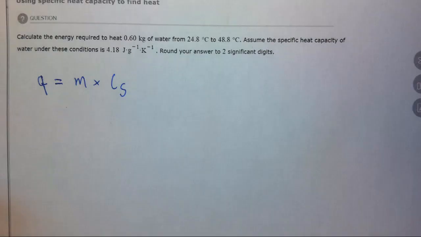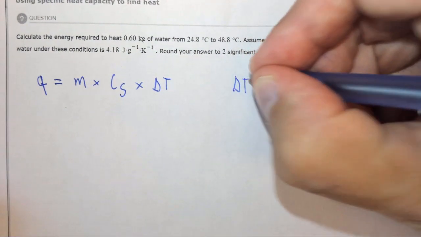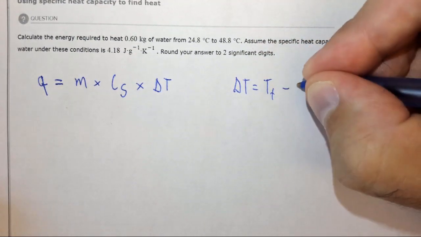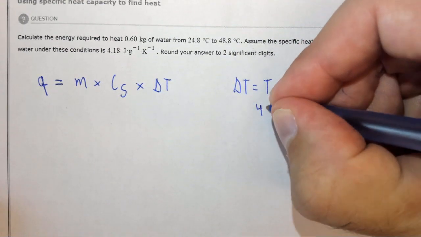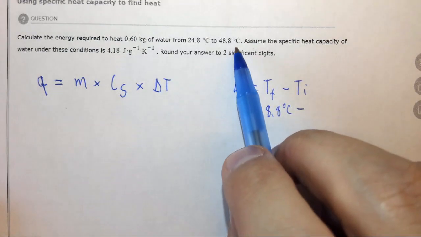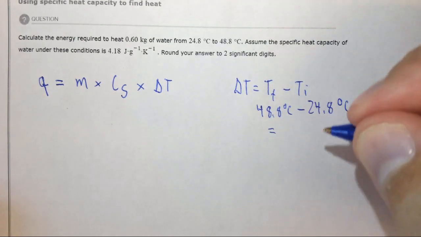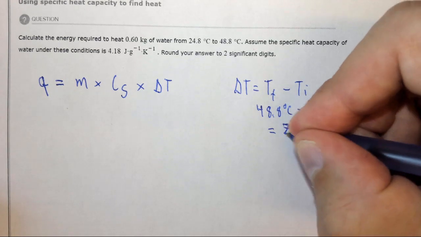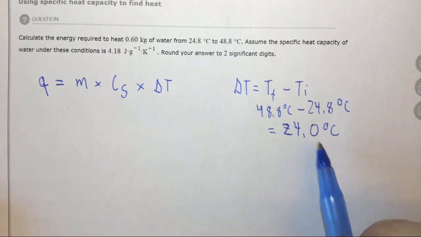Q, heat, equals m, the mass in grams, times C sub S, the specific heat capacity, times delta T, the change in temperature, where delta T equals T F, the final temperature, minus T I, the initial temperature. In this case, the final temperature is 48.8 degrees C, minus the initial temperature, which is 24.8 degrees C. So delta T in this case is 24.0 degrees C. So this is the change in temperature.